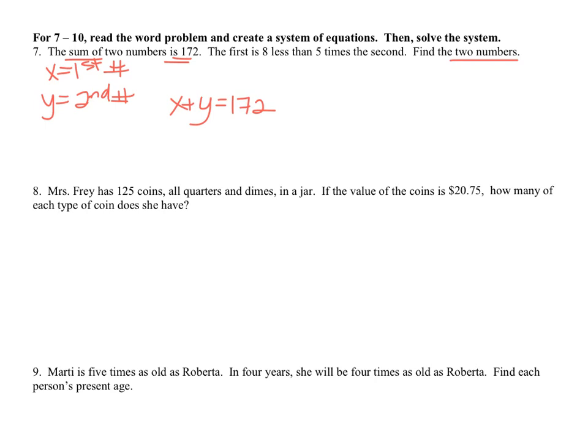Then it says the first is, so is again is going to separate the left side from the right side, and the first number we said was x. So the first is would be x equals 8 less than 5 times the second. 8 less than means we're going to subtract 8 from something, but 5 times the second means we'd multiply 5 times y. Thinking order of operations, we would multiply first and then subtract 8. So the first is 8 less than 5 times the second.